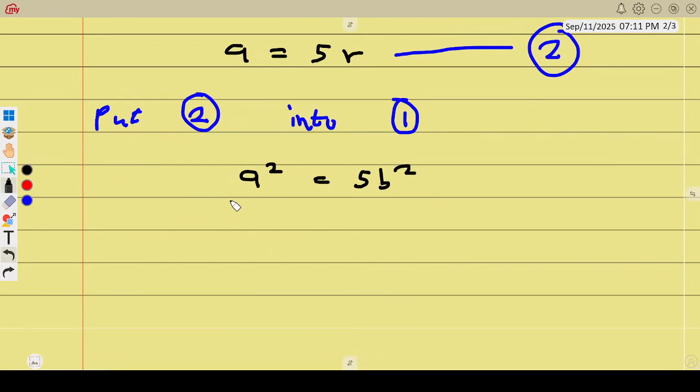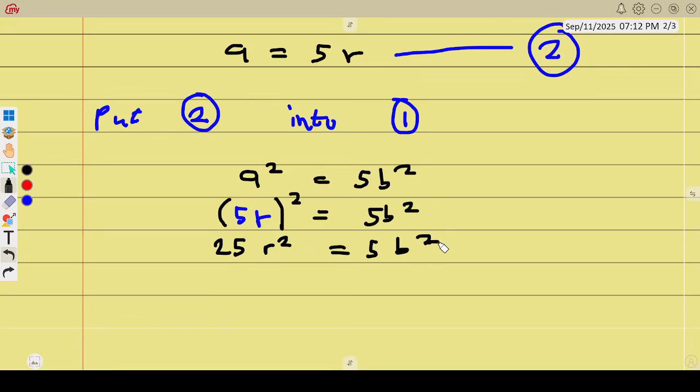So where there is a, we're going to substitute. So we have a squared there. Where there is a, we'll put 5r like that. And then this will be equal to 5b squared. So we can simplify here. We have 25r squared is equal to 5b squared.